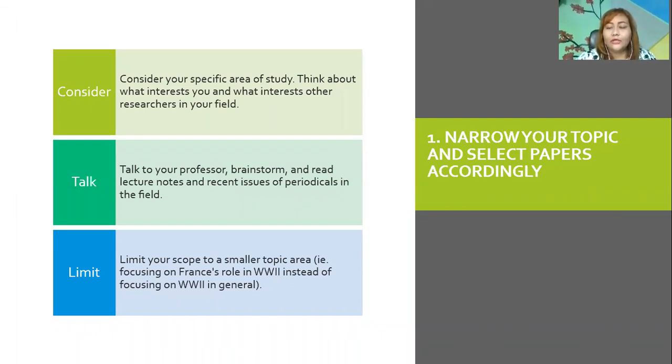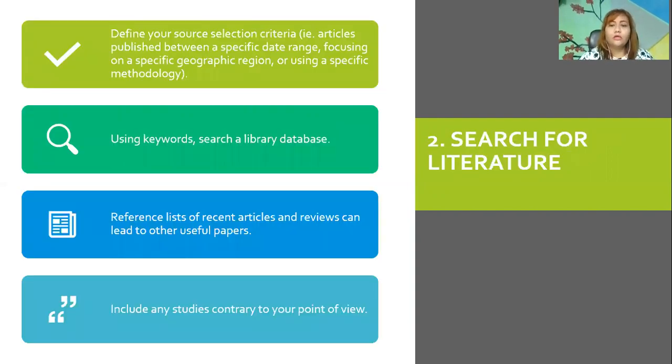Number one is narrow your topic and select papers accordingly. Meaning that you have to know the specific area of the study, all right? And in order to do that, you can talk to your friends, talk to your professor, talk to your group mates, and brainstorm about the issues about the field that you are going to research about. And then, if the scope or topic that you have is general, you can limit your scope into smaller topic areas.